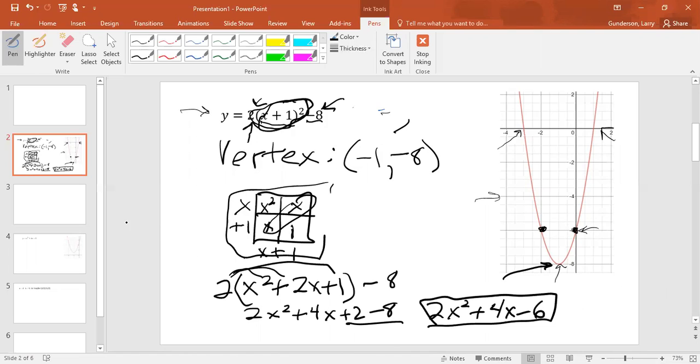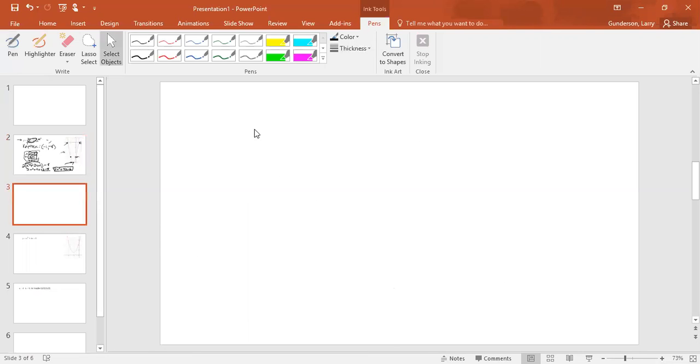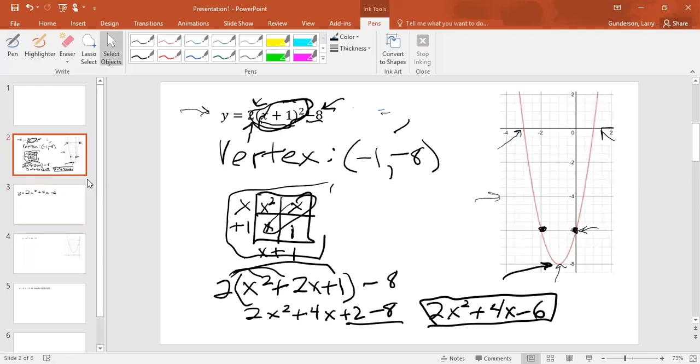Now, I know your teacher might at that point say, I've got to grab my pen here, sorry. She might say, find the x and y intercepts for y equals 2x squared plus 4x minus 6. I'm going to go back and make sure I have that written right.